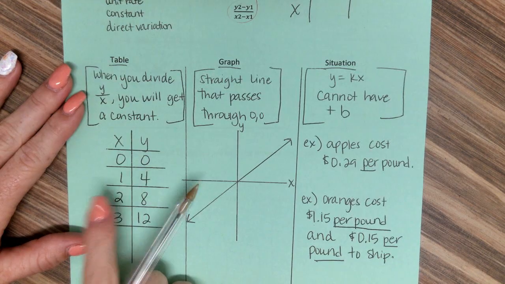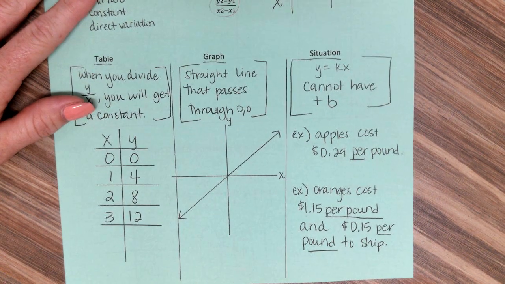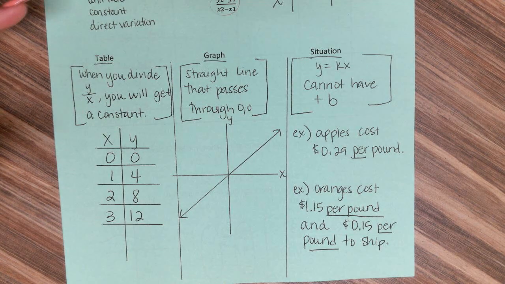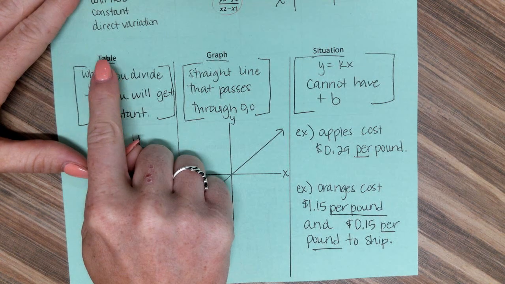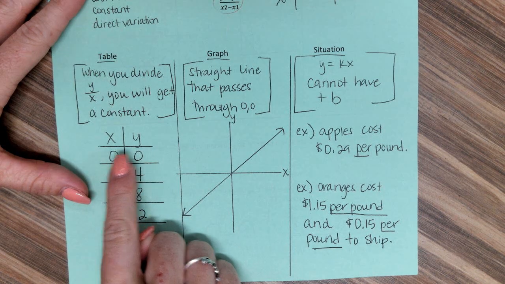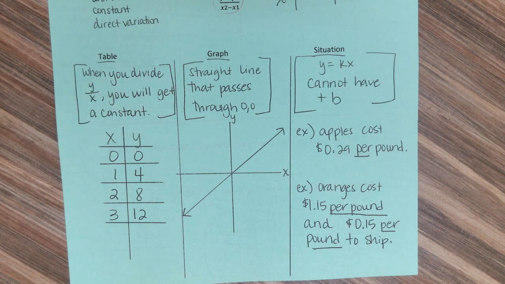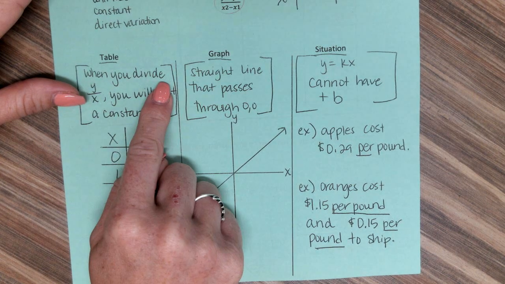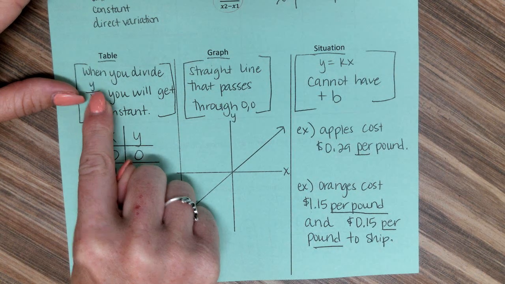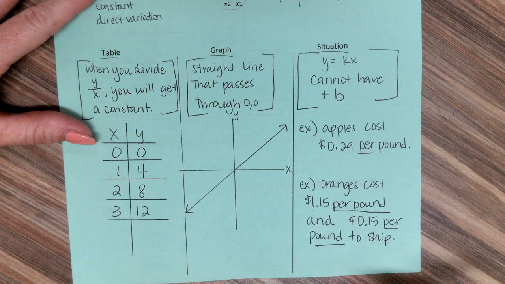Okay, how do you know if things are proportional? Look at the bottom. You could have a table, a graph, or a situation. How do you know if they are proportional? To know if a table's proportional, if it has 0, it has to have 0 what? And if it doesn't have 0, the other way to know is to simply divide. When you divide y divided by x, you have to get a constant, right?